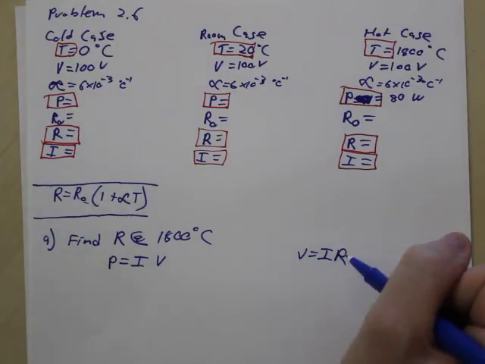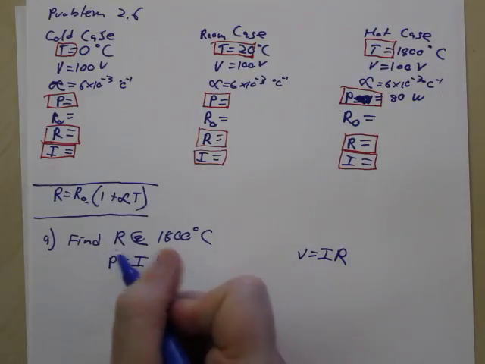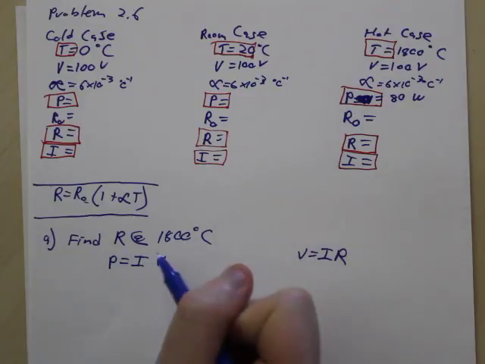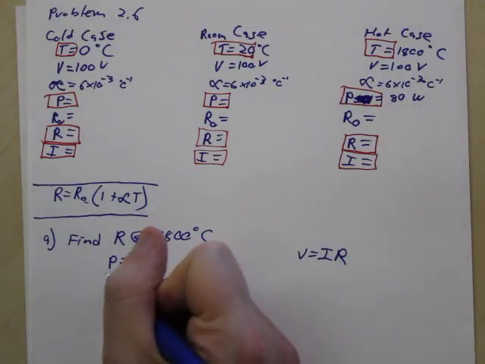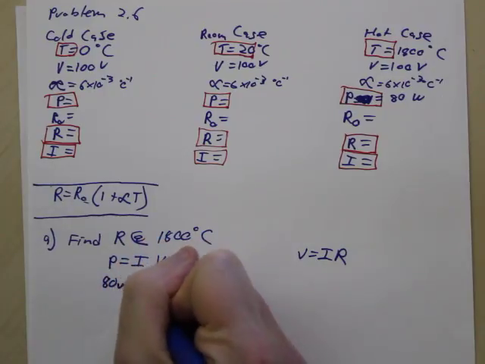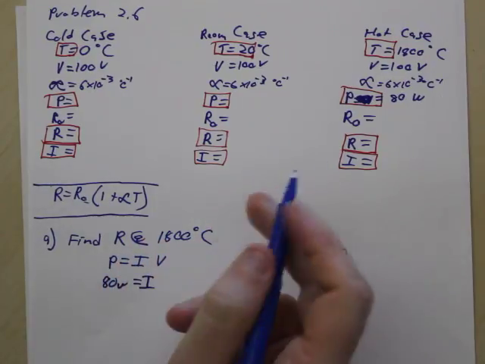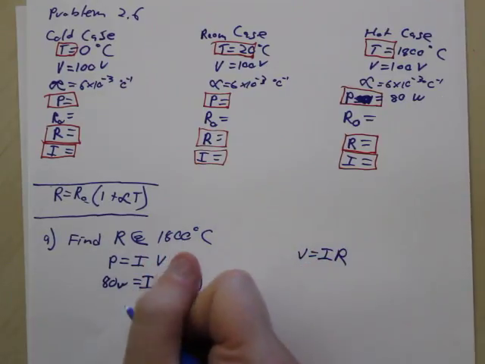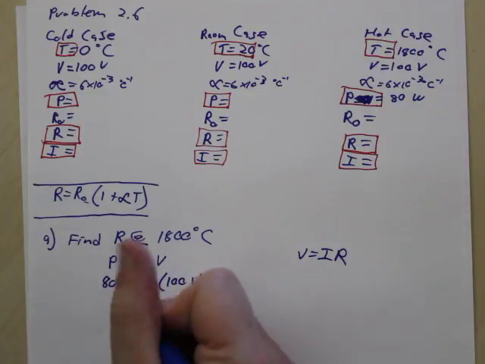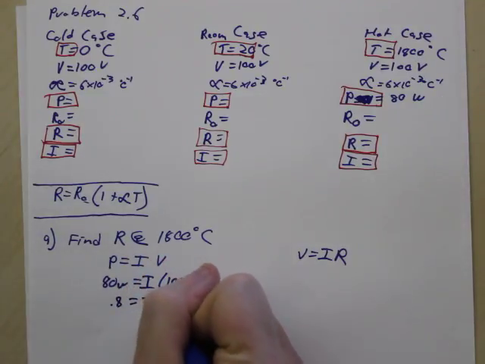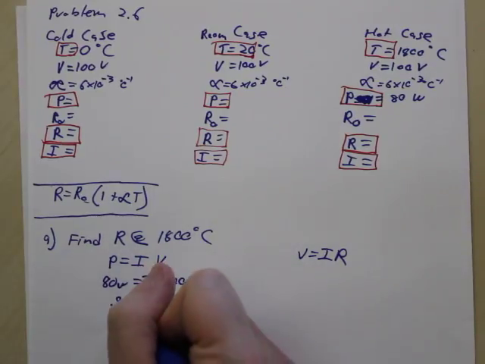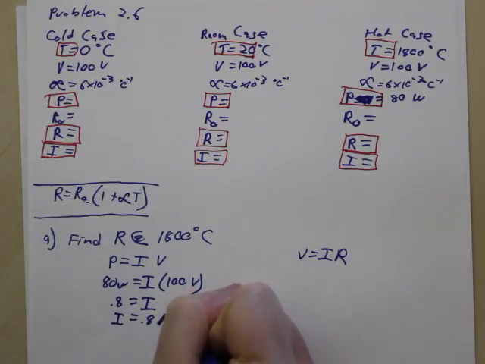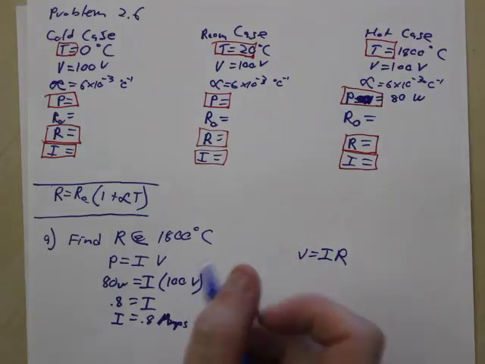We can't solve for that. So let's go back over here. If we have power, power equals 80 watts. We do have that one. I, we don't have. V, we do have. So we're going to be able to plug this in as 80 watts equals I times V, and V equals 100 volts. And so if we solve that, we're just going to do 80 divided by 100. We're going to get 0.8 equals I. And that's in amps. Let's just write that down. Equals 0.8 amps.